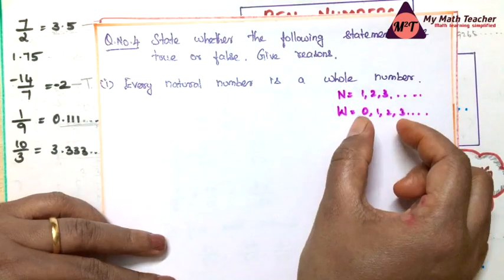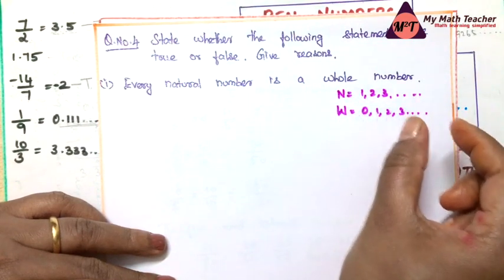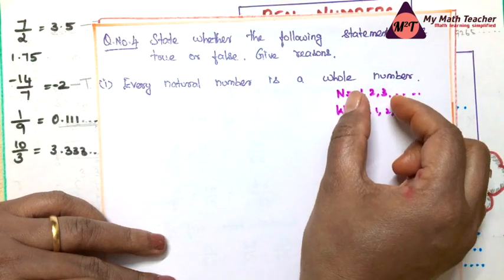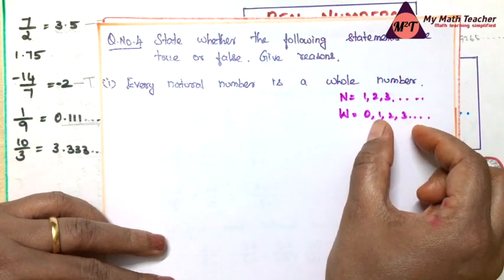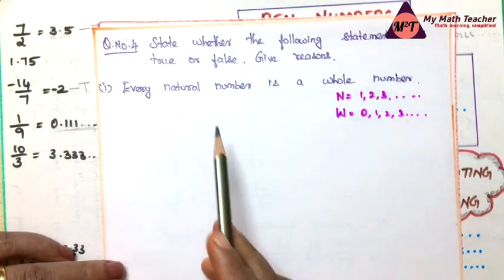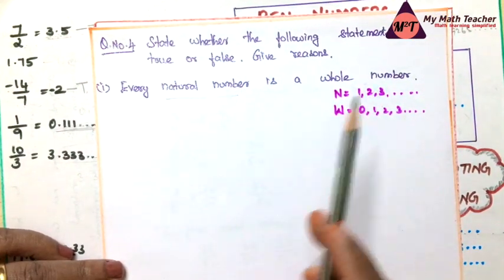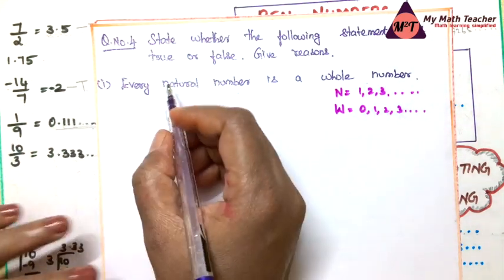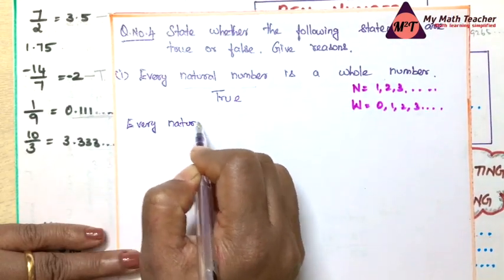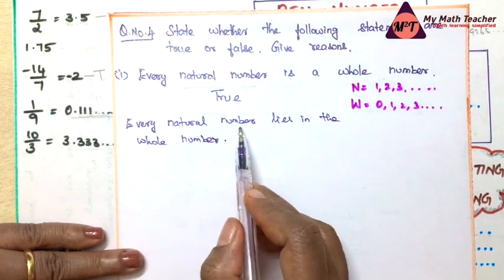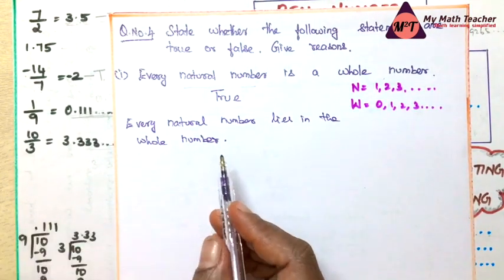Now, take the natural numbers and can you fit them in the whole numbers? Yes, we can. All these numbers can come under whole numbers. So which means every natural number is definitely a whole number. So we can write the answer is true. Every natural number lies in the whole numbers.